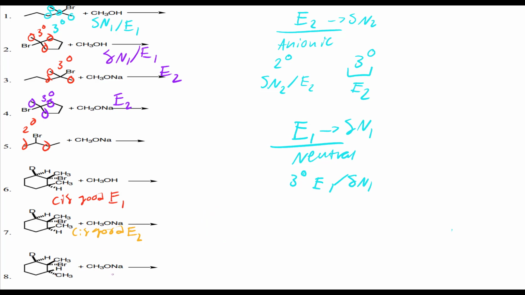But what about this one? Over here, we're anionic, so it's either SN2 or E2. Well, it's cyclical, so I already showed you that it's going to be tertiary. Tertiary for SN2 sucks, so it's going to be E2. All right, so this is E2.